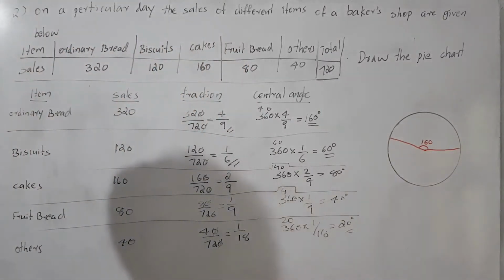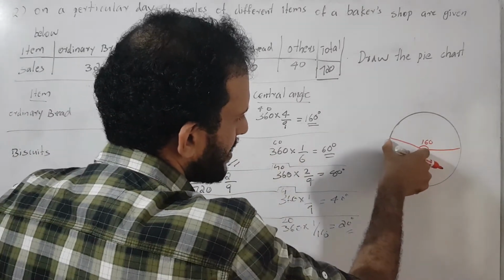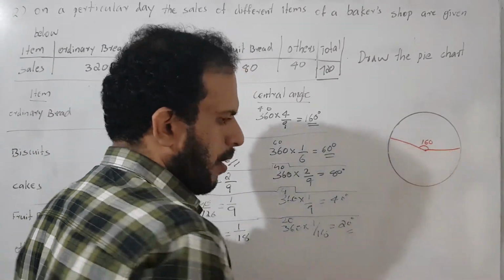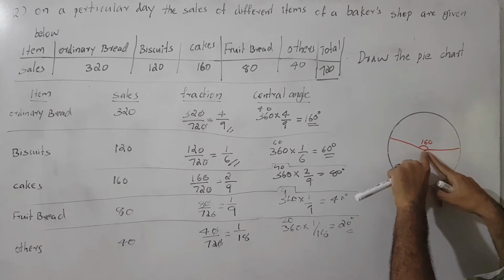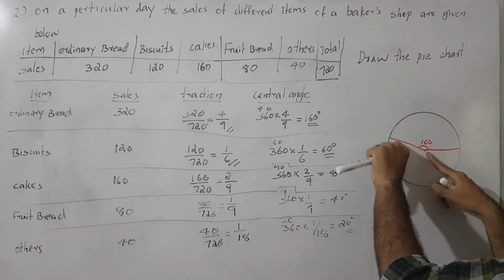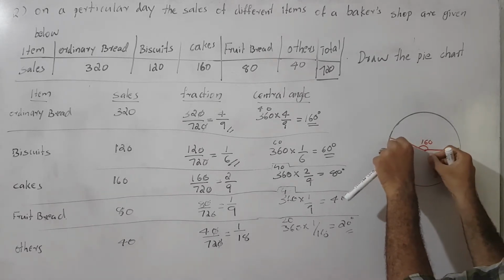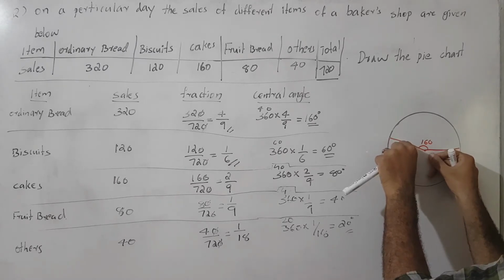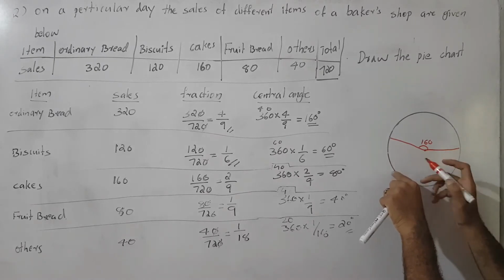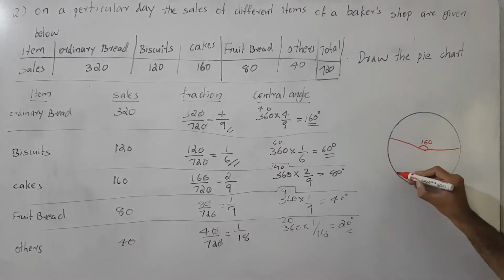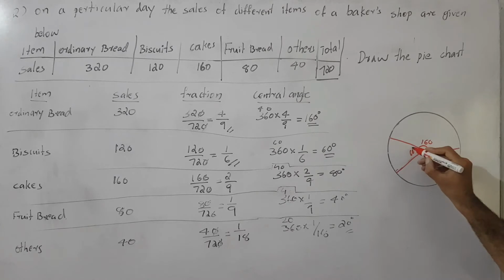Okay, then next we mark the 60 degree. The 60 degree means you keep the protractor on this line or this line. Then keep the protractor on the middle. Then I take this line and count from this 0. Then this 0 is 60 degree. I just mark here, this is 60 degree.